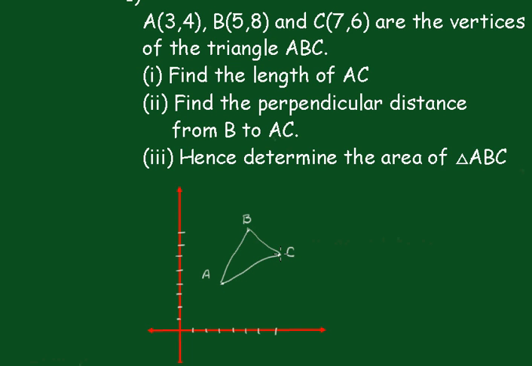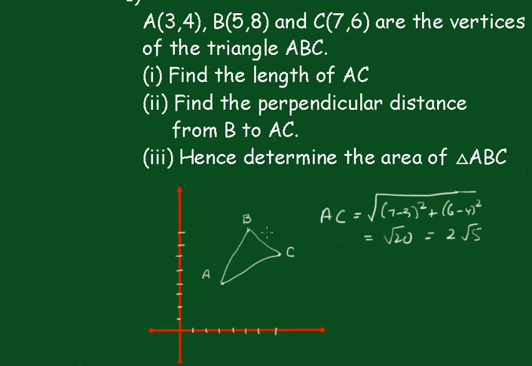But first of all, we work out these parts. Now, the length of AC, using the distance formula, is simply going to be the square root of (7 minus 3) all squared, plus (6 minus 4) all squared. Okay, and that comes out to square root of 20, which is 2 root 5. Right. Now we're going to find the perpendicular distance from B to AC. Now clearly we need to find the equation of AC.